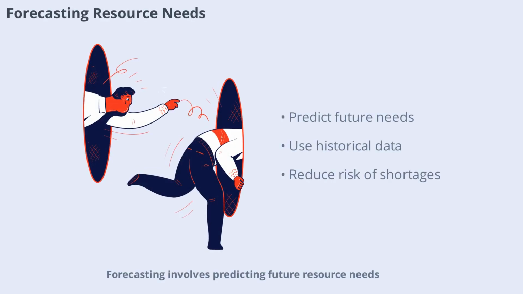Forecasting involves predicting future resource needs based on project plans and historical data. Accurate forecasting helps you anticipate shortages or surpluses and plan accordingly. This proactive approach reduces the risk of delays and ensures resources are available when needed.